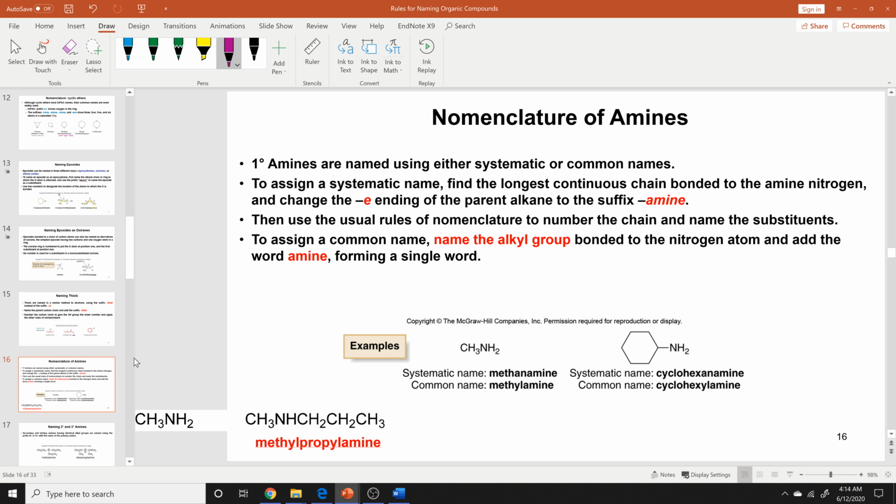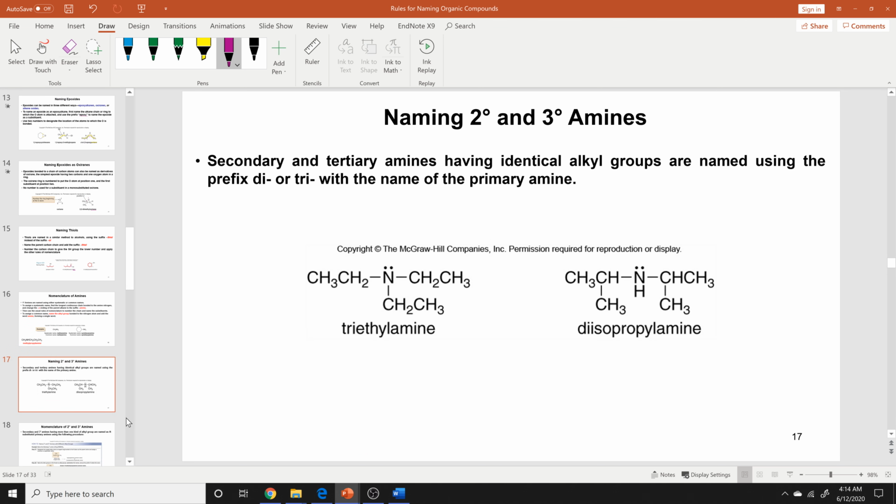Same thing here, this is going to be a cyclohexane, and it's an amine. Notice there is no YL in there. The YL is for the common name, so we're not using the YL in amine. So you just drop the E of the alkane and you put amine in its place. For secondary and tertiary amines, if they do have identical alkyl groups, then we're going to use the prefixes di, tri, tetra, etc., as in this name. This is going to be diisopropylamine.